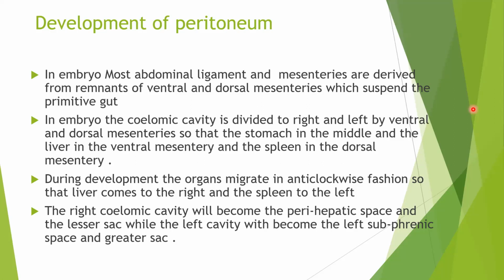During development, the organs will migrate in an anti-clockwise fashion so that the liver comes to the right and the spleen comes to the left. The right coelomic cavity will become the perihepatic space and the lesser sac, while the left cavity will become the left subphrenic space and the greater sac.